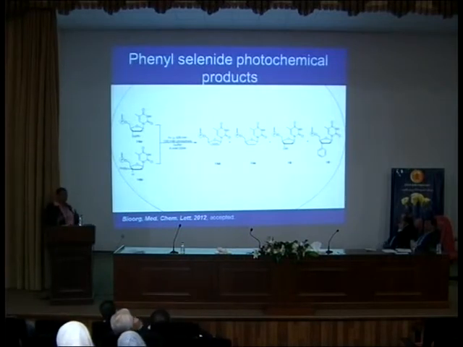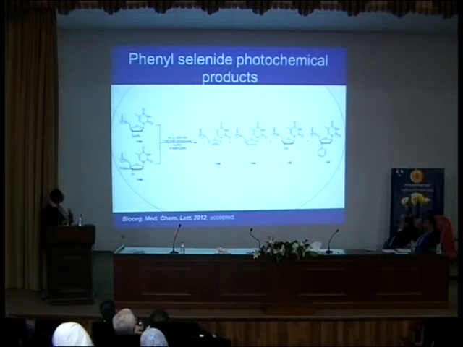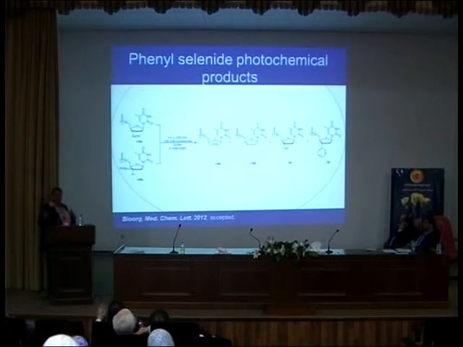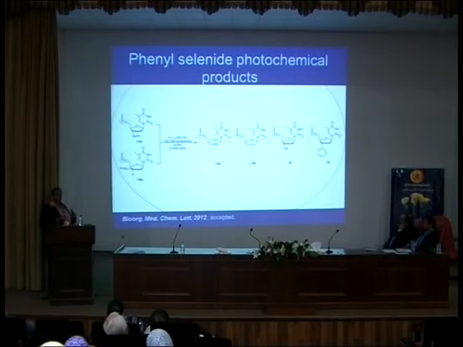And knowing the chemistry of phenylselenides, we determined that the phenylselenide radical, I said we're always making two radicals, doesn't just go away. It does all kinds of other chemistry. So through these experiments, we determined that this is definitely not the ideal precursor.